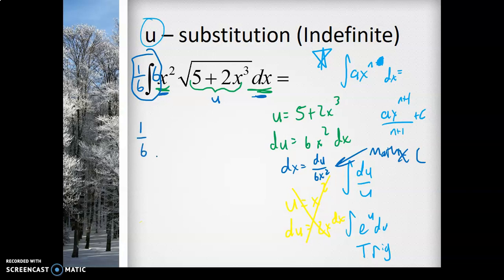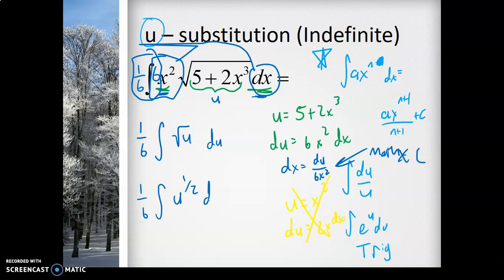So we'd get 1/6 integral of this 6x squared plus the dx. 6x squared dx together is du. And then this was the square root of u. So 1/6 integral of u to the 1/2 du. 1/6 times, now I can actually take the integral and then add c, since it's an indefinite integral.